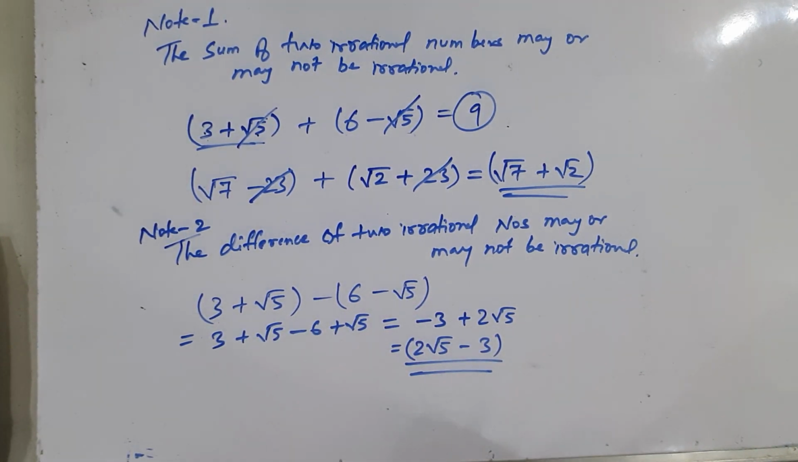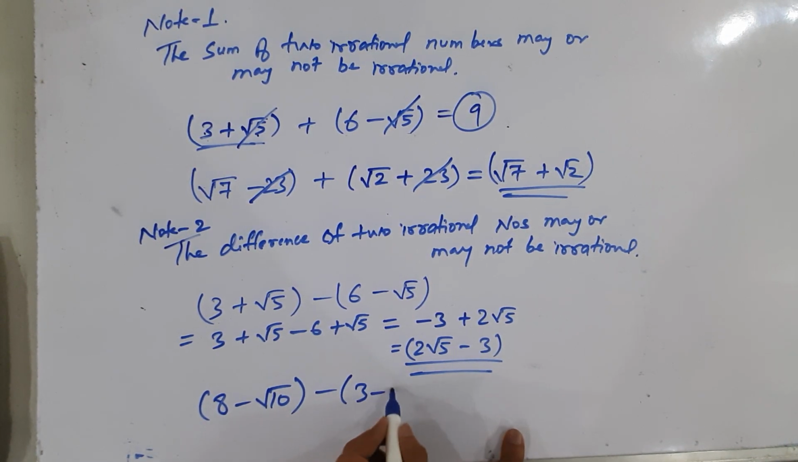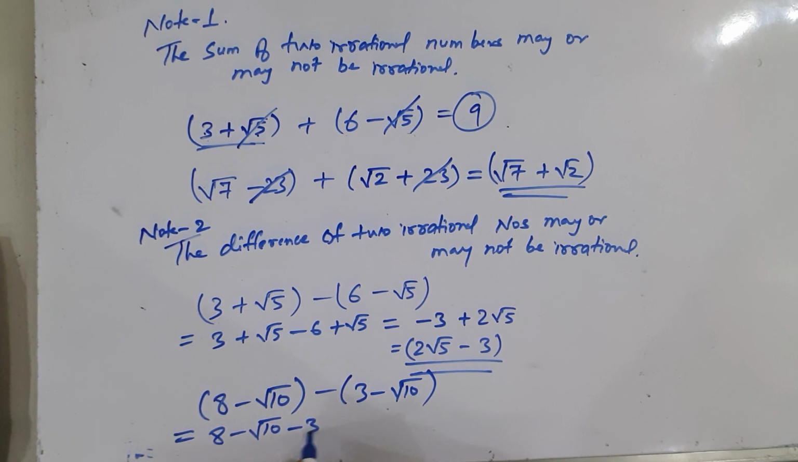Now if we consider another example, if we take 8 minus root 10, this is irrational, subtracted by 3 minus root 10. So here what will happen, 8 minus root 10 minus 3, and minus minus will be plus root 10. So root 10 will be cancelled, and 8 minus 3 will come 5. So here the output is rational. So irrational minus irrational can be rational or it can be irrational.